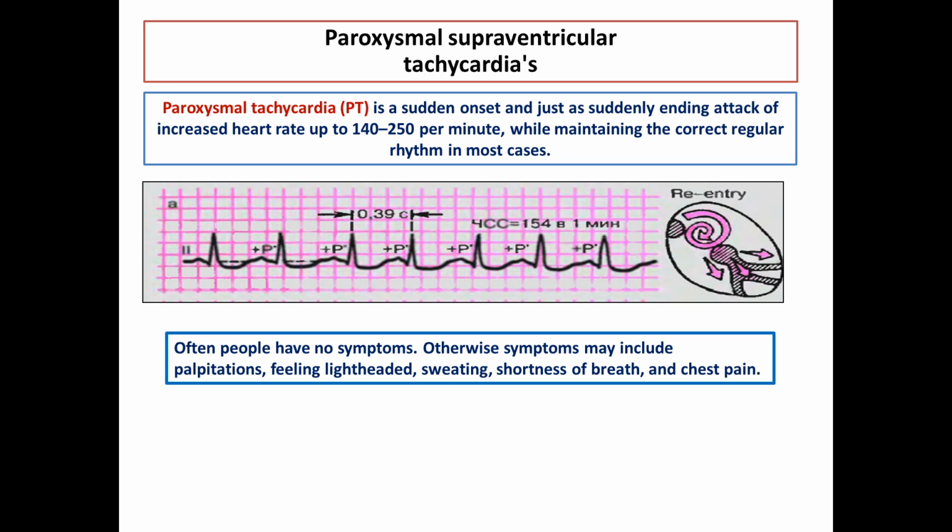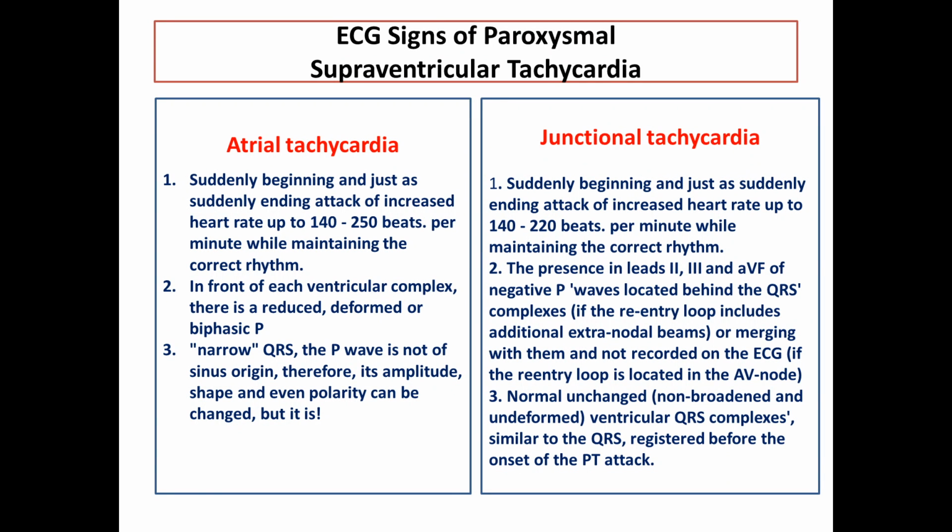Often people have no symptoms. Otherwise, symptoms may include palpitations, feeling lightheaded, sweating, shortness of breath, and chest pain. There are two types of supraventricular tachycardia: atrial tachycardia and junctional tachycardia, or AV nodal tachycardia.